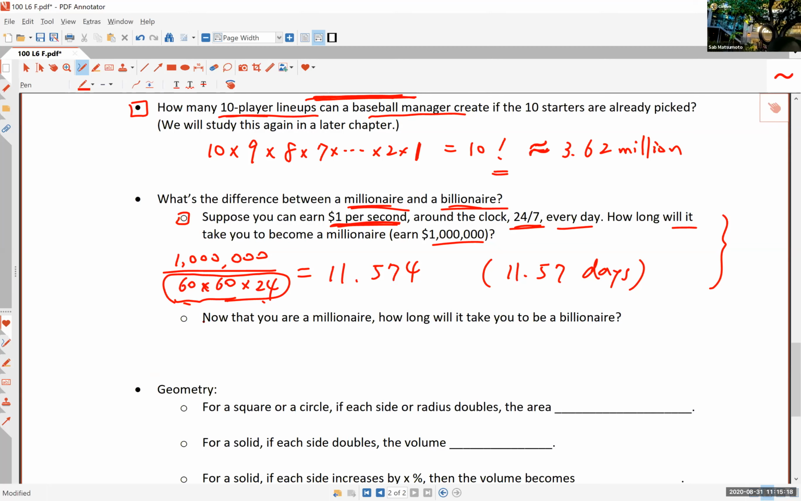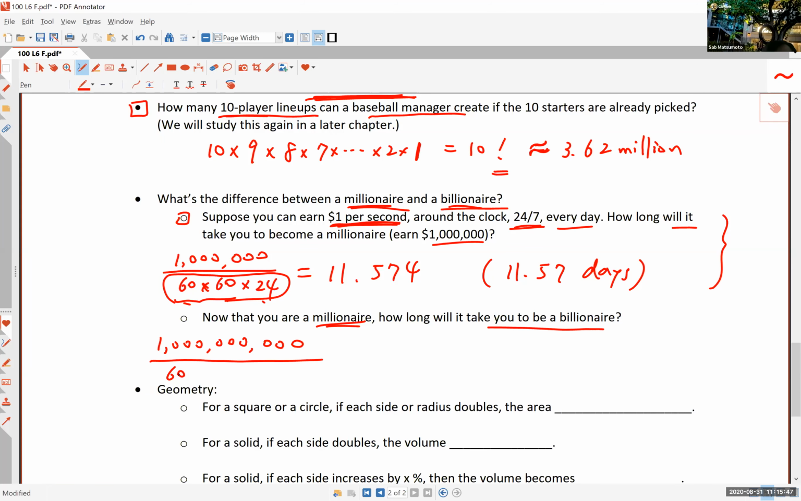Here's a question. With that rate, now that you are a millionaire after 11 and a half days, how long would it take you to become a billionaire? Another 11 days, whatever. Well, here's what you have to do. For a billion, of course, it's 9 zeros following 1, right? So it's 1 billion, and then you can go ahead and divide this by 60. That would be the number of minutes it'll require you to be a billionaire.